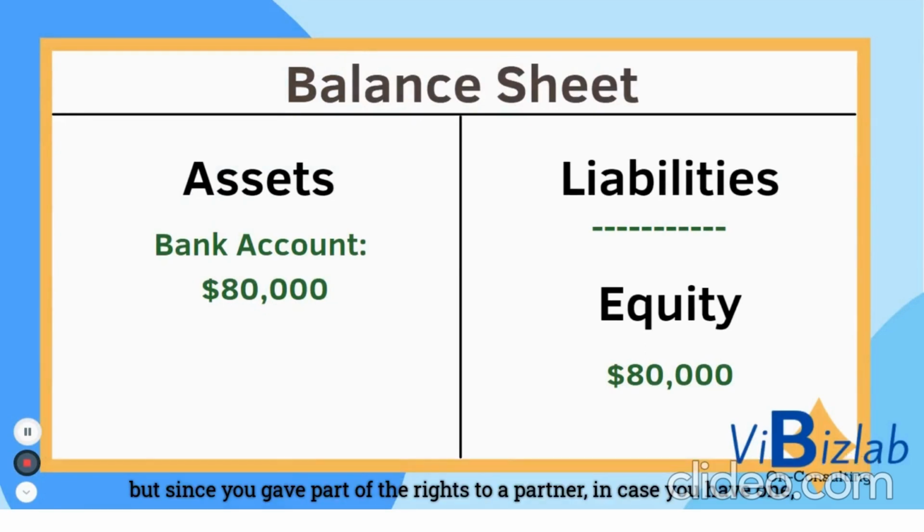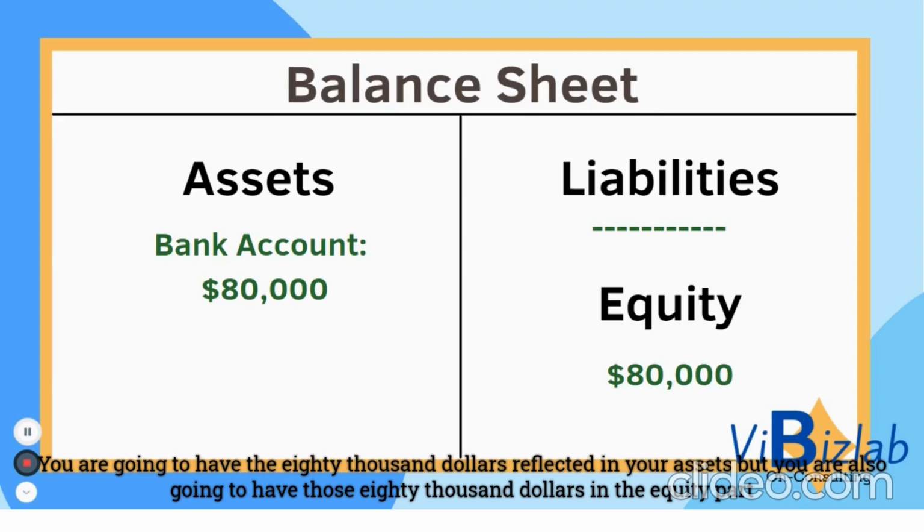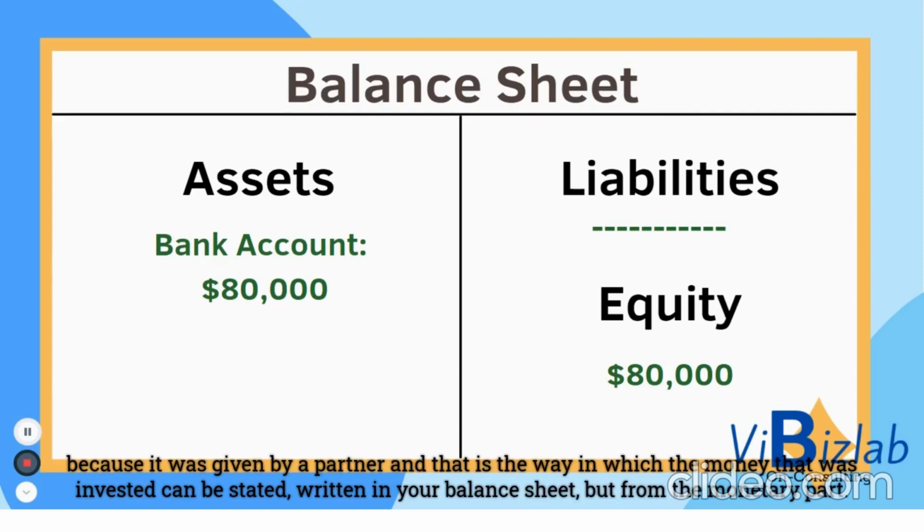But since you gave part of the rights to a partner, in case you have one, those $80,000 must be reflected as the company's equity. You are going to have the $80,000 reflected in your assets, but you are also going to have those $80,000 in the equity part because it was given by a partner, and that is the way in which the money that was invested can be stated, written in your balance sheet, from the monetary side.